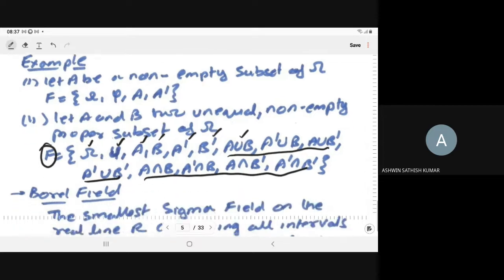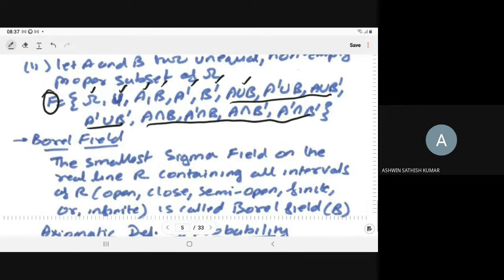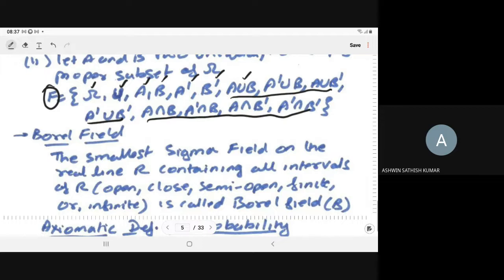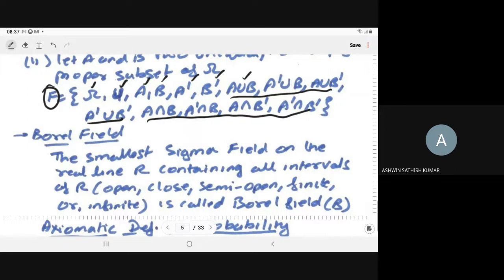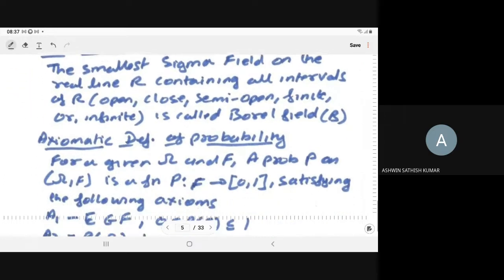That is the sigma field. So here the Borel field, the smallest sigma field on the real line R containing all the intervals of R, open, closed, semi-open, finite, infinite, is called the Borel field. It is the sigma field over the real line. It contains all kinds of intervals, whether open, closed, semi-open, finite, or infinite, and is known as the Borel field.